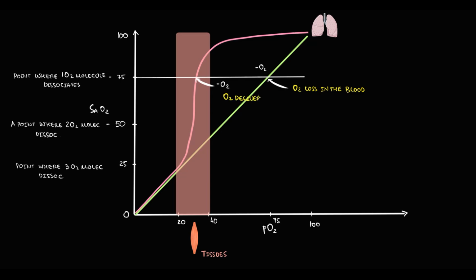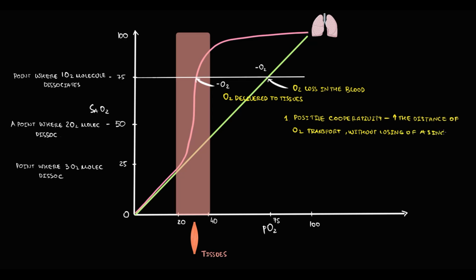very simple reason. When hemoglobin is fully packed with oxygen, because positive cooperativity enhances hemoglobin affinity for oxygen, it takes a more negative partial pressure of oxygen to force hemoglobin to give away an oxygen molecule. So the first conclusion is that positive cooperativity increases the distance of oxygen transportation. Basically, it does not let hemoglobin lose oxygen prematurely into the blood.